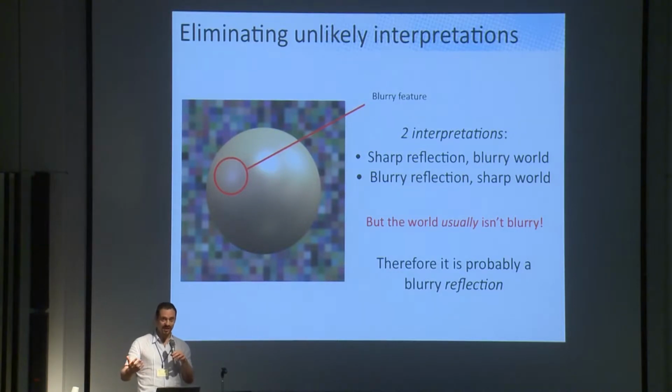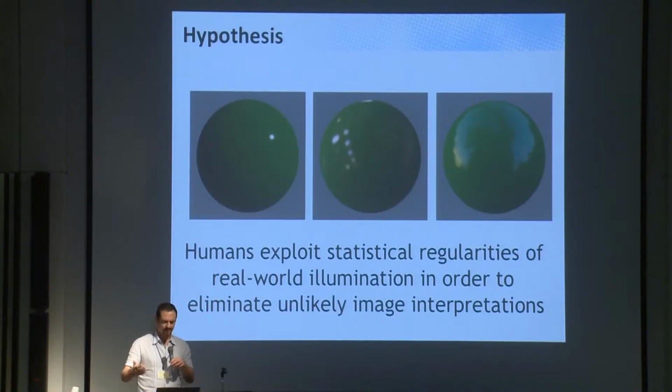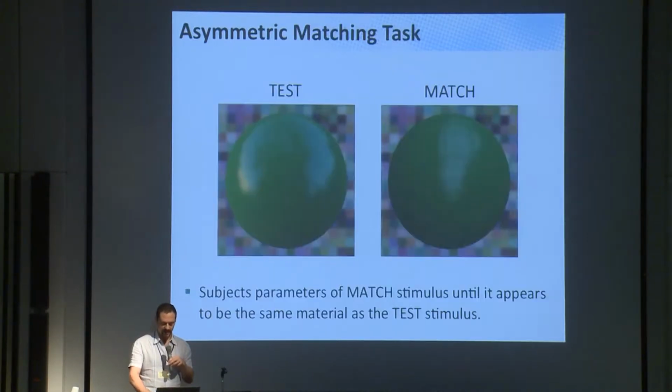The world usually isn't blurry. Therefore, it's probably the reflection that's blurry, and this is why these kinds of features can map in a very transparent way onto interpretations of surface properties. So you just have to have this heuristic. If it's blurry, it's probably due to the reflectance, right? And we'd shown in these old experiments, or we argued, that humans exploit statistical regularities of real-world illumination in order to eliminate unlikely interpretations in this kind of way.